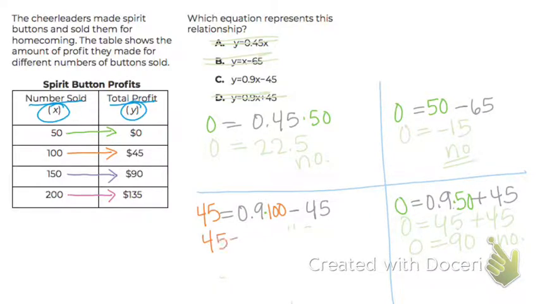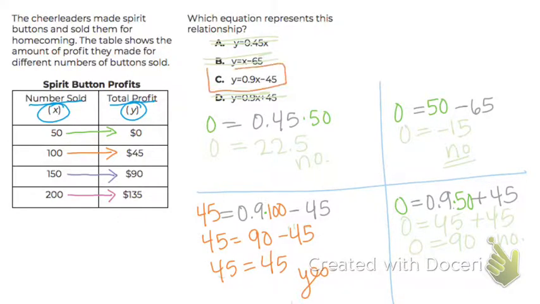We get 45 equals 90 minus 45. And 90 minus 45 is 45. So that one works for this as well. So that confirms our answer is C.